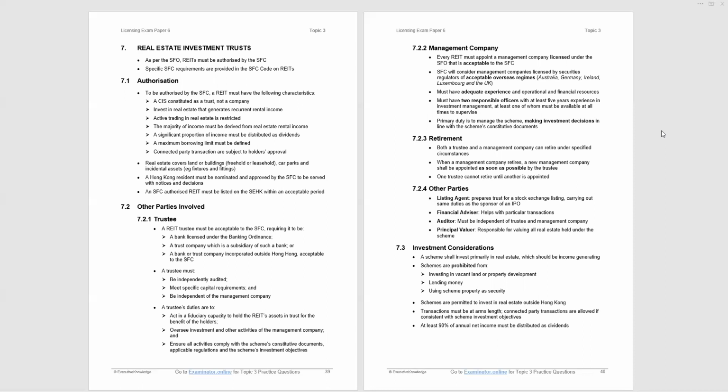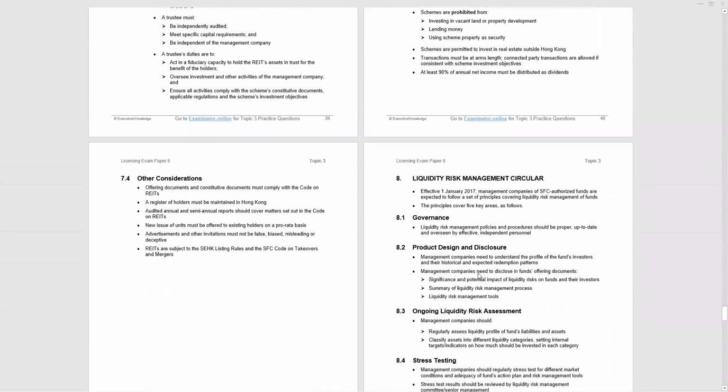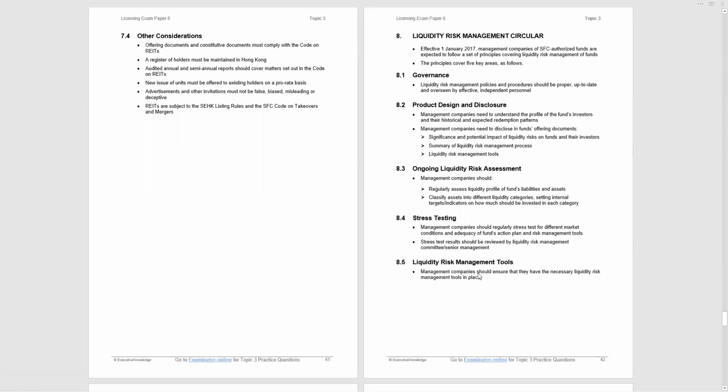We have to be aware of investment considerations of real estate investment trusts. And other considerations, section 7.4, are listed there. I'm not going to go into the material in any great detail. It's reasonably straightforward to read through it. If there's going to be a question on REITs in paper 6, it will be one question.